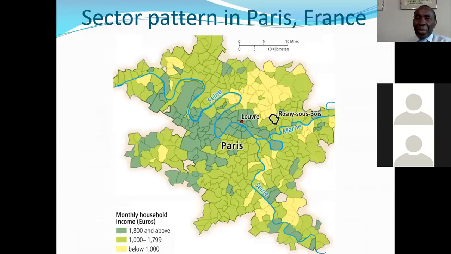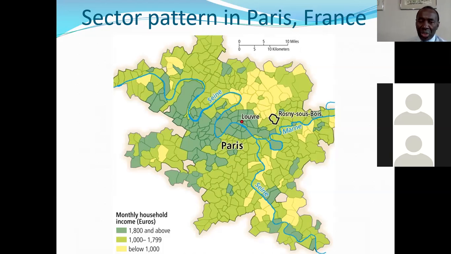So this is an example of the sector pattern in Paris, France. Remember, I said the rich live in the inner city. They live in the CBD. And here they live in the CBD and in a couple of sectors radiating from the central area outwards. So this is a sector going towards central northwest, and this is a sector going to central southwest. So this is a couple of sectors. The rich people live here, and all here, and a few of them live here. And those rich people make at least 1,800 euros a month.